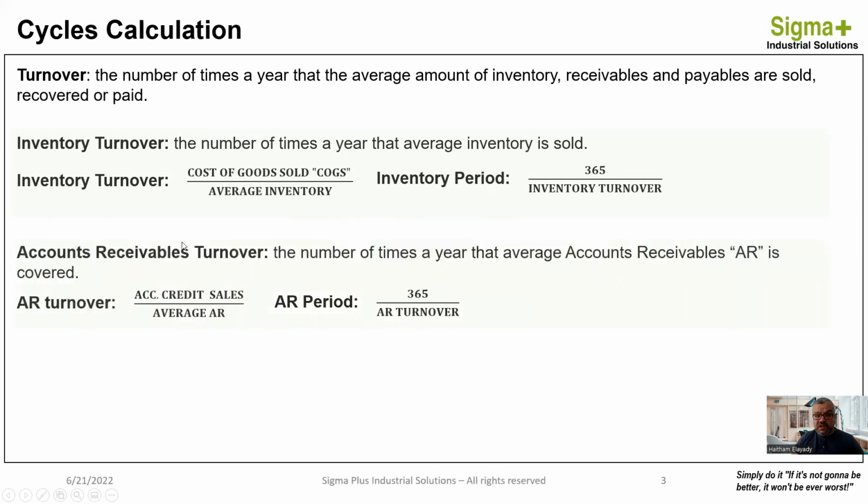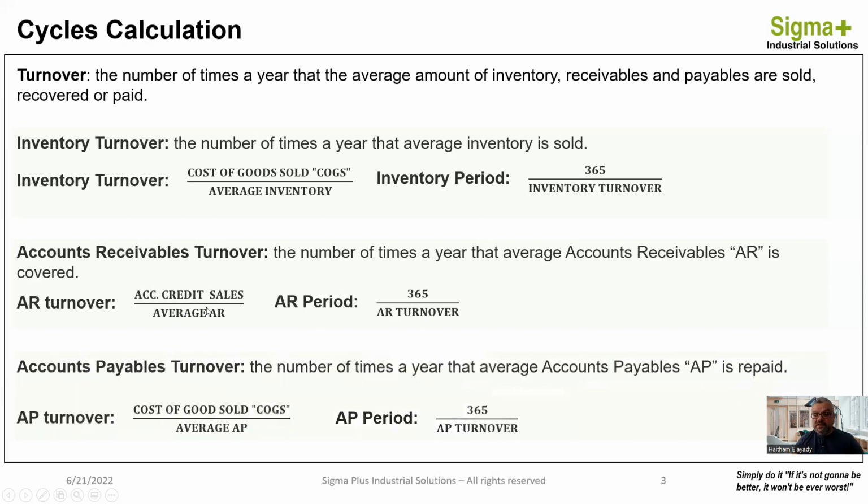Now, going to the second type of the turnover, the accounts receivable turnover, which refers to the number of times a year that the average accounts receivable is collected. The accounts receivable turnover can be calculated through the shown formula by dividing the accumulated credit sales by the average accounts receivable. And the period of the accounts receivable in days can be calculated by dividing the number of days per year, the 365 days, by the accounts receivable turnover.